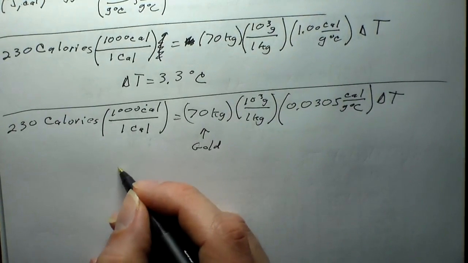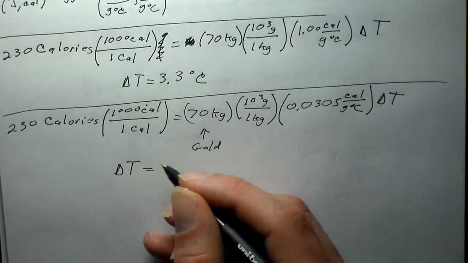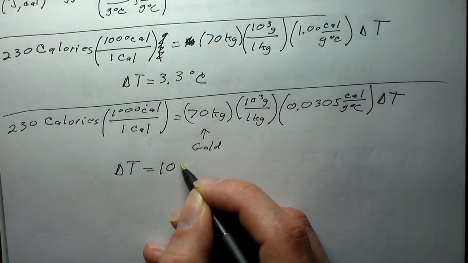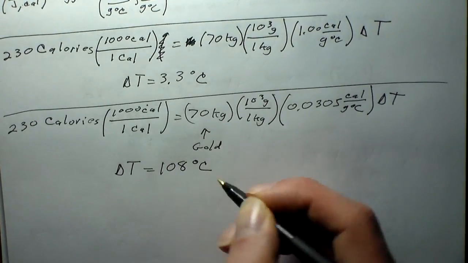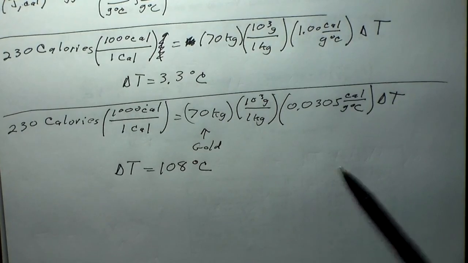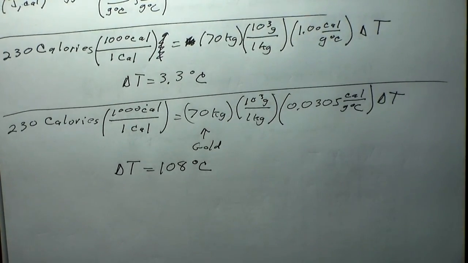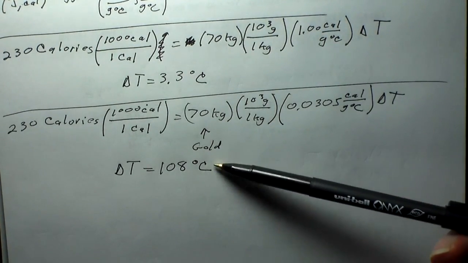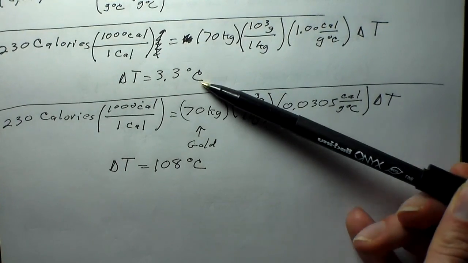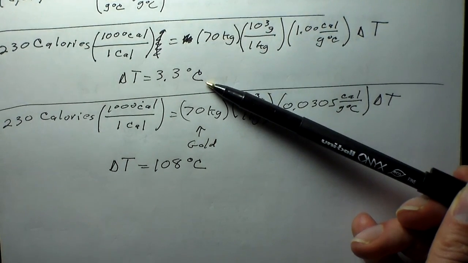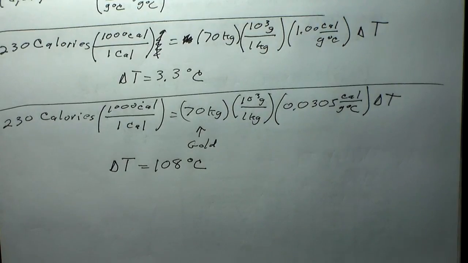And for this case, our delta T is going to work out to be 108 degrees Celsius. Okay, so remember these are changes in temperature, not actual temperatures. So the temperature of your gold will go up by 108 degrees. Meanwhile, the same amount of water would only go up by 3.3 degrees.